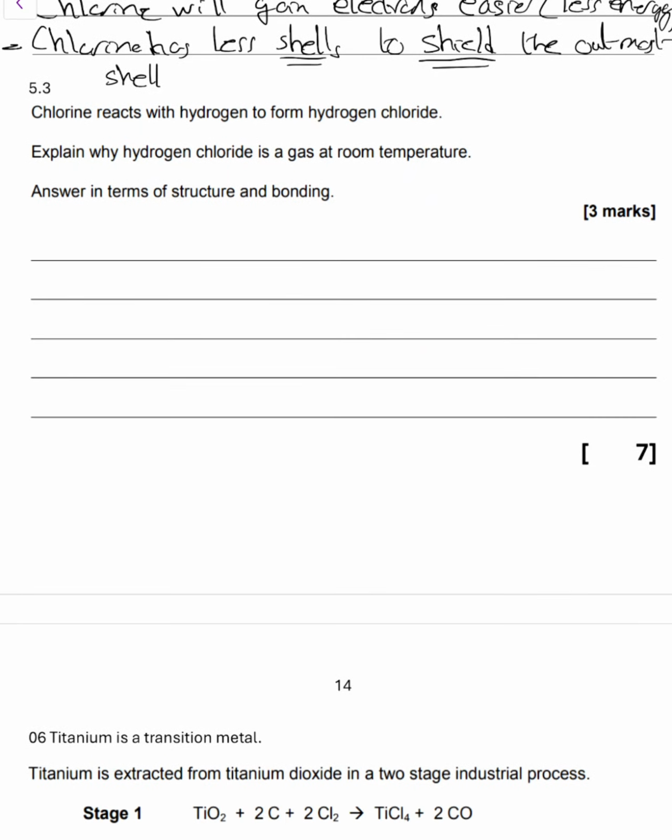Question 5.3, chlorine reacts with hydrogen to form hydrogen chloride. Explain why hydrogen chloride is a gas at room temperature. So going straight to our memorization of types of bonding, hydrogen chloride should straight away flag up to us as a small molecule or a small covalent molecule. So HCl, I'm going to go straight to saying HCl. You don't have to, because you can say hydrogen chloride, but it's there. HCl is a small, covalent is optional, but I prefer to write it, molecule.